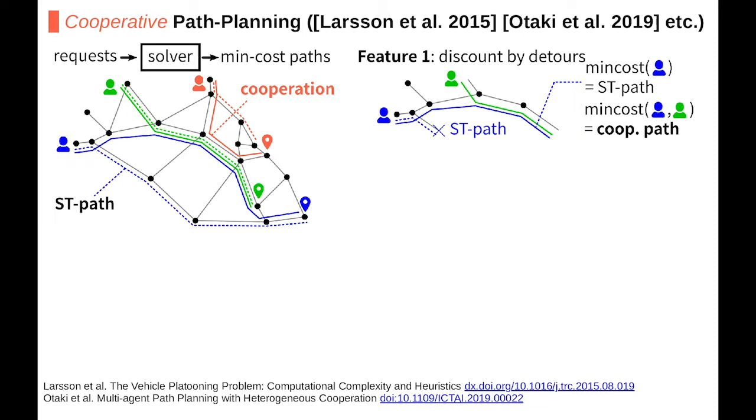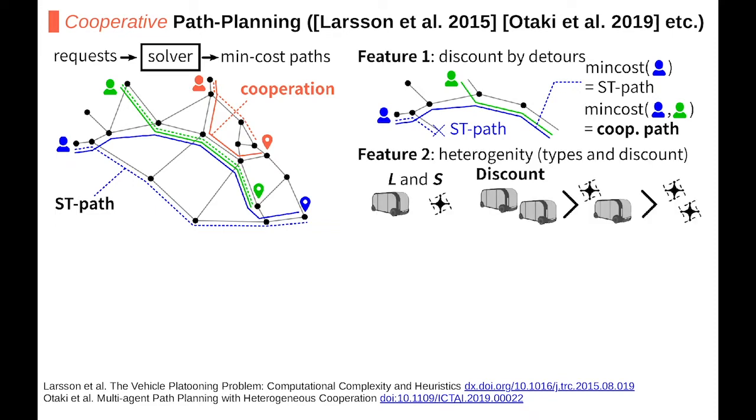We have two key features of our problem. The first one is we often take non-shortest paths because of the discount effect of the cooperation. For example, the minimum cost of the blue request is the shortest path. However, we need to evaluate the cooperation, the blue and green, to reduce the total travel cost.